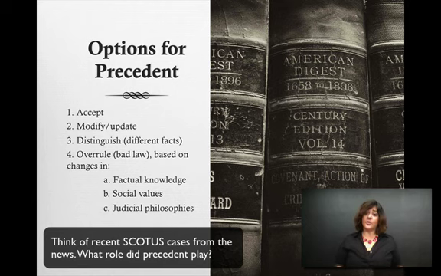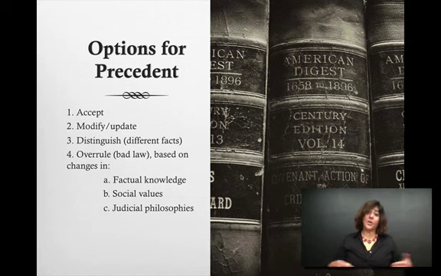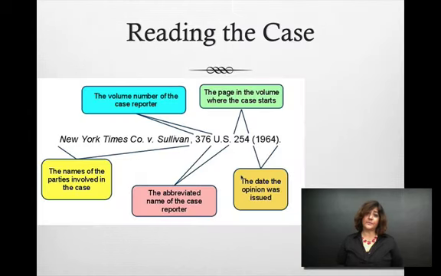They can also distinguish between different facts. So if the facts don't apply per se completely to the precedent, we can make an alteration there. Or they can decide simply that it's bad law and they can overturn that based on changes that we have on different facts that have come into play. Social values may have changed as we evolve as a society. And then philosophies of judges are different.